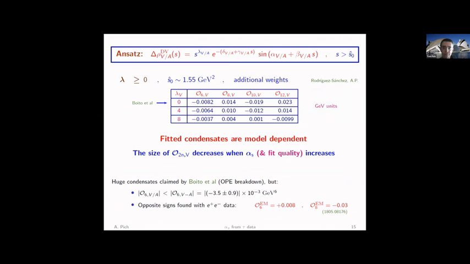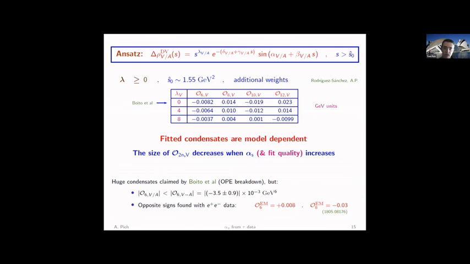What happens with the condensates you fit? Exactly the same. The small variation in the spectral functions changes completely the condensates you are getting. And it is obvious where this change comes from: you are extremely sensitive, because you are fitting things at 1.2 GeV, and theoretical uncertainties there are very, very large.